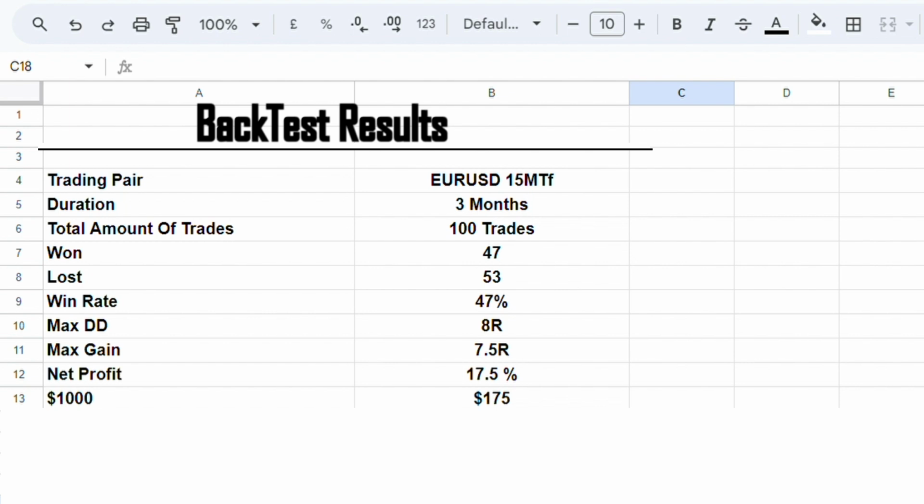So if you like this system, just make sure you add some tweaks and additional rules to prevent taking so many trades.